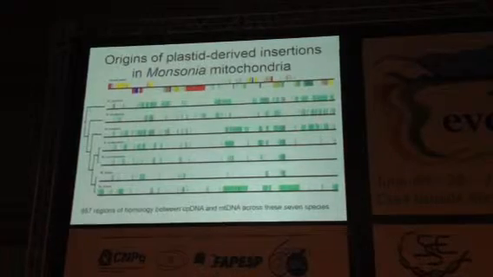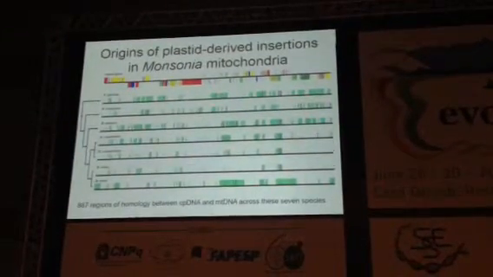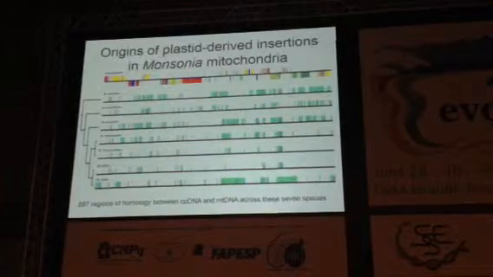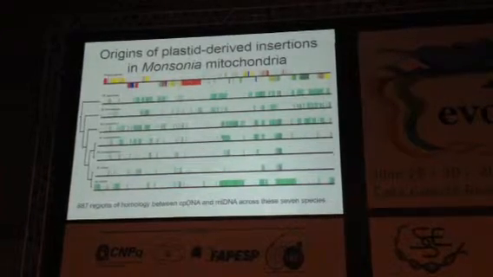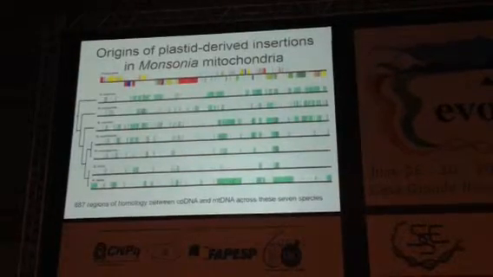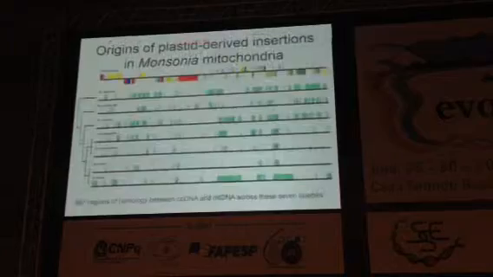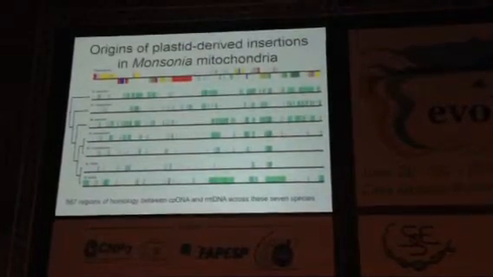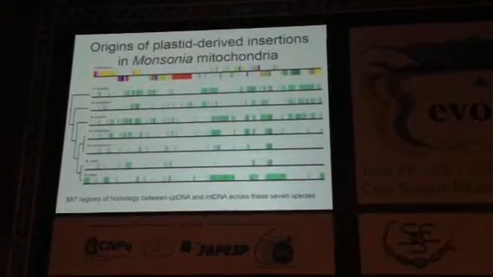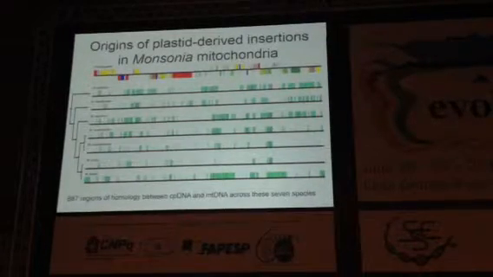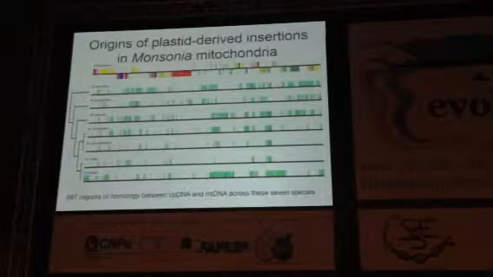So I looked. These are regions of homology that are shared by the mitochondrion and the plastid, mapped onto the plastid genome of one species, Monsonia speciosa. And as you see, there's a lot of these fragments that look like they're shared. So that's interesting that they come from the same spot, but how can we know that they're shared? That's one piece of evidence.